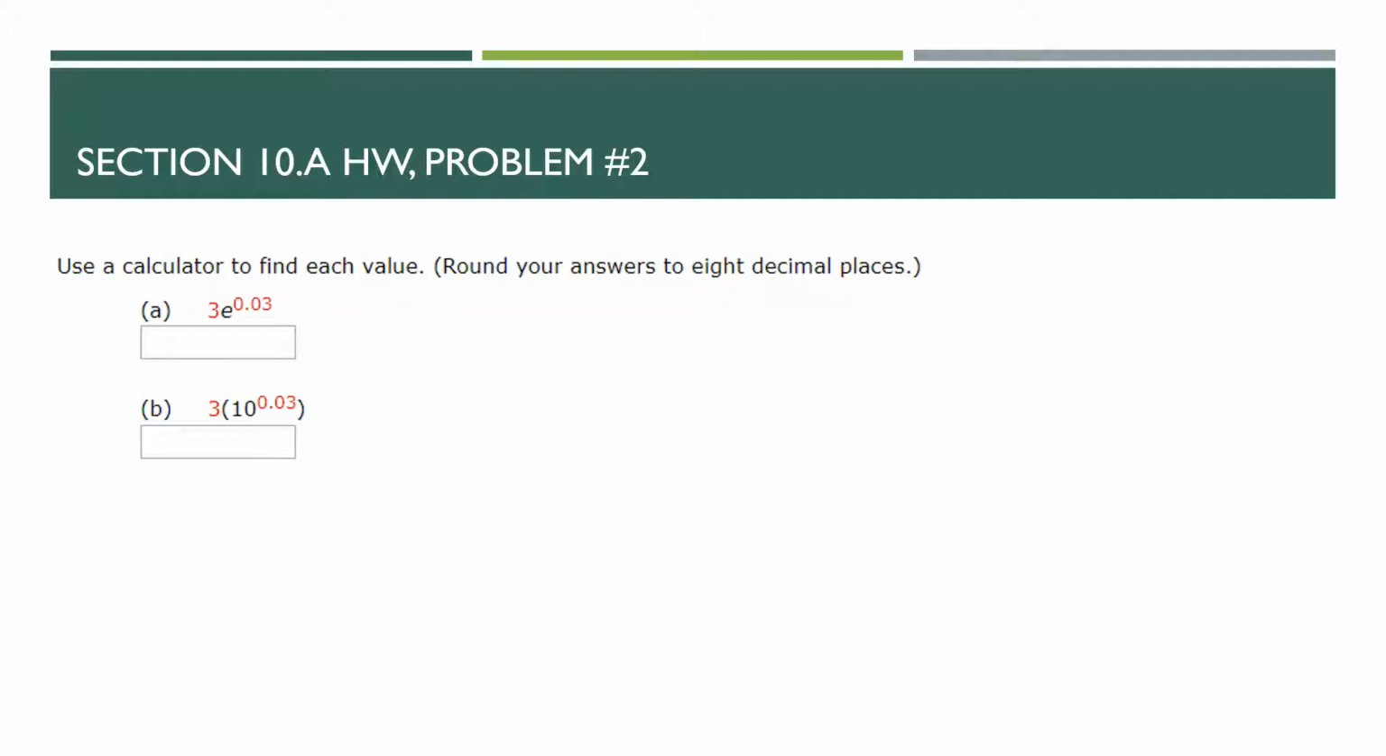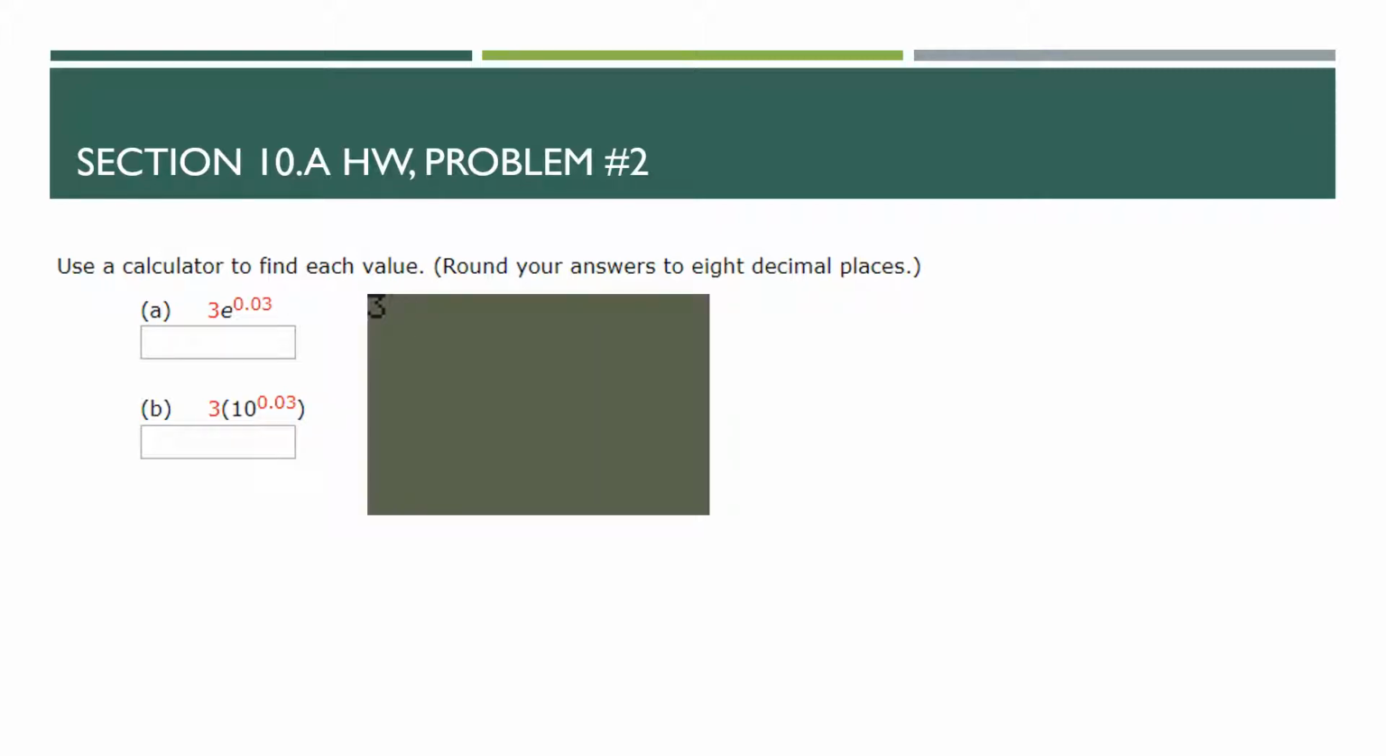The last thing I want to do is go over a couple of problems from your homework. First, I wanted to show you how to do problem number 2. Again, you're just taking your calculator and plugging in these expressions to find the value. It says to round answers to 8 decimal places. So I'm going to show you how I'm plugging this in the calculator. For part A, we have 3 and then e raised to the 0.03, closing my parentheses, equals 3.09136360. So that's 8 decimal places.